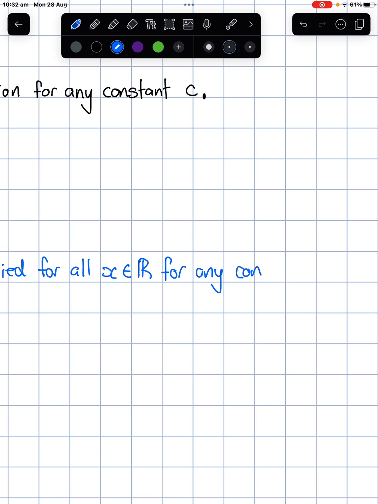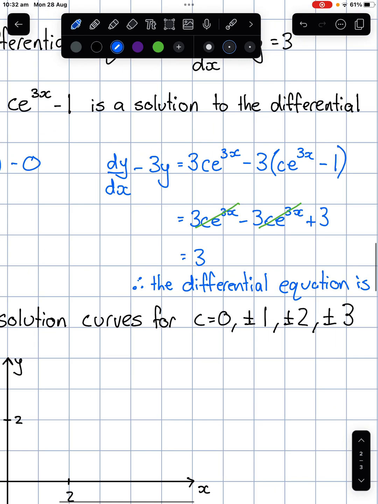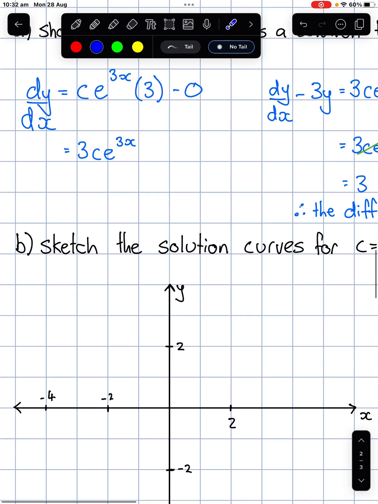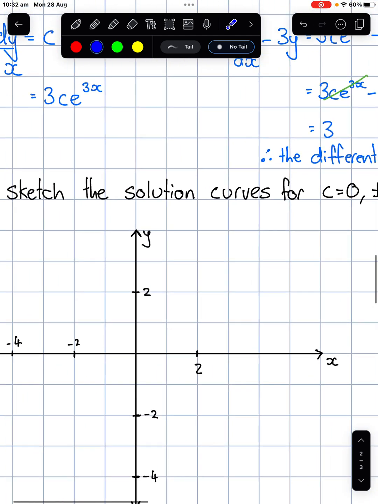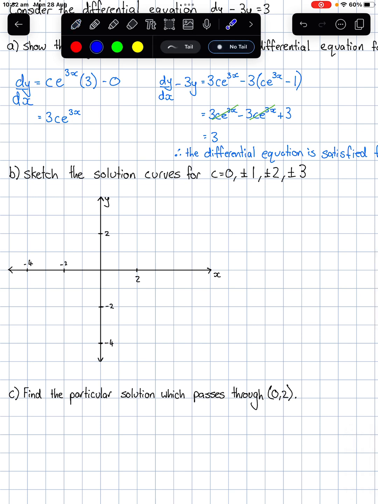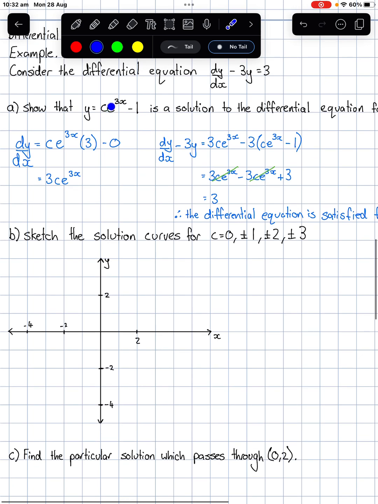This is a very specific point, but it's pretty much saying that whatever x value we have, it's not going to matter, and for any constant here, because the constant is going to be the same in this function and in the derivative function, they're going to cancel out, and we're left with that. Now, the next bit of the example says sketch the solution curves for C equals 0, plus or minus 1, plus or minus 2, plus or minus 3. So if C equals 0, when you think about our function here, we're going to have negative 1. So let's do this one first.